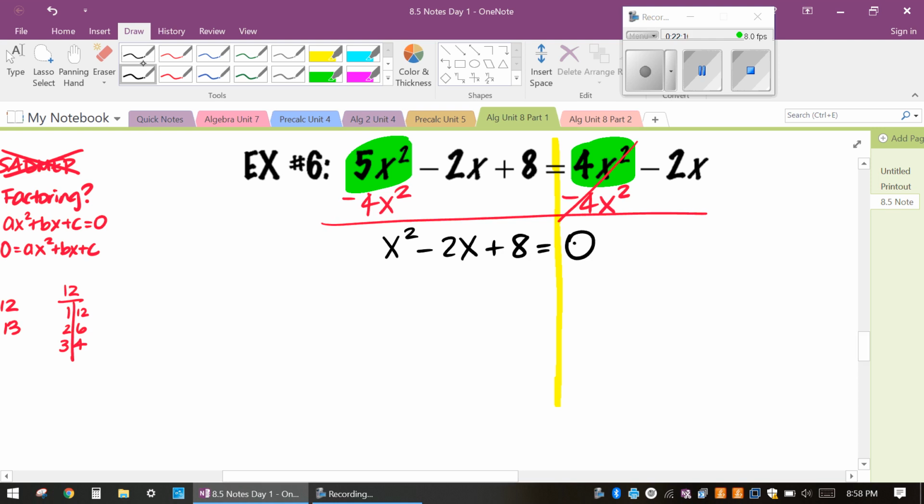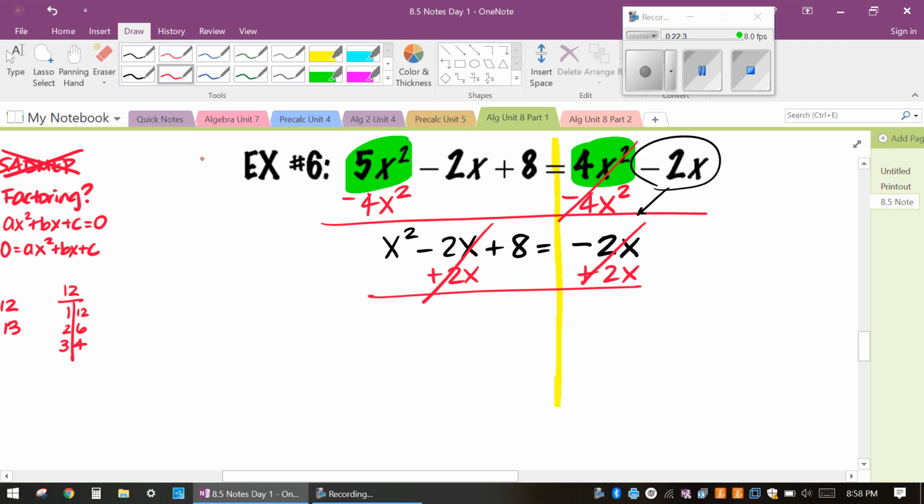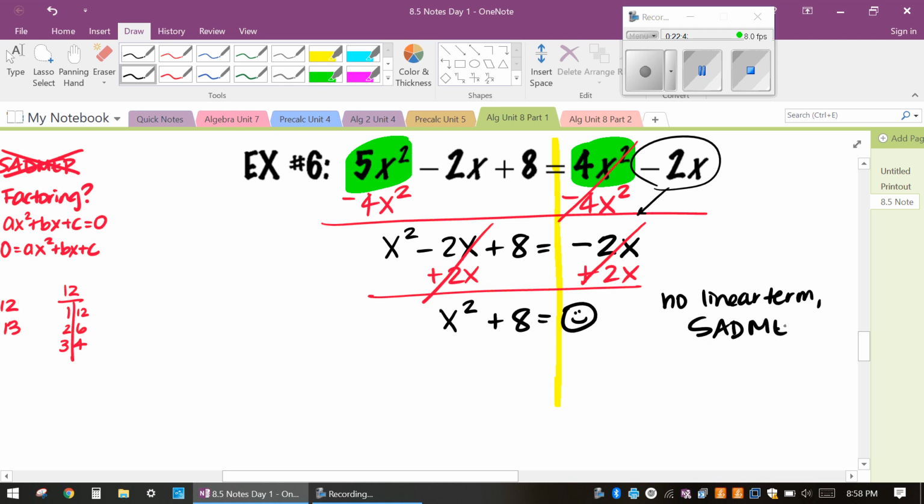Oops, not yet. Still got this guy, the negative 2x. And I cancel the negative 2x with a positive 2x. And I didn't mean to, but look, the linear term canceled on both sides. So since there is no linear term, that means we can use SADMAP. I don't have to factor.